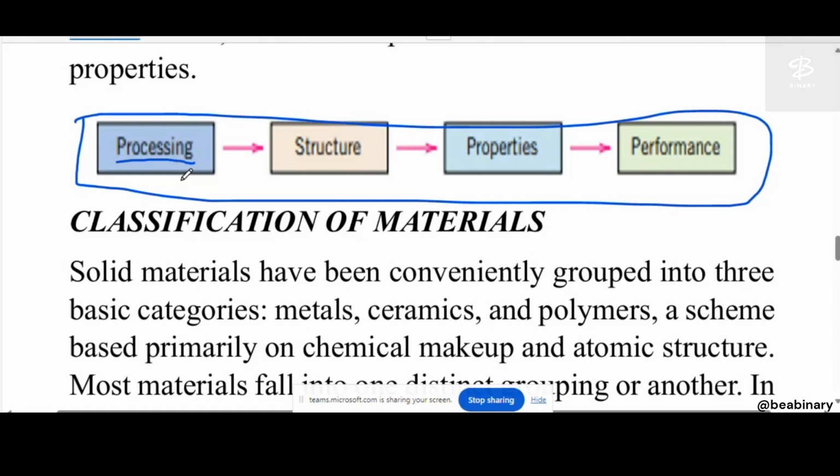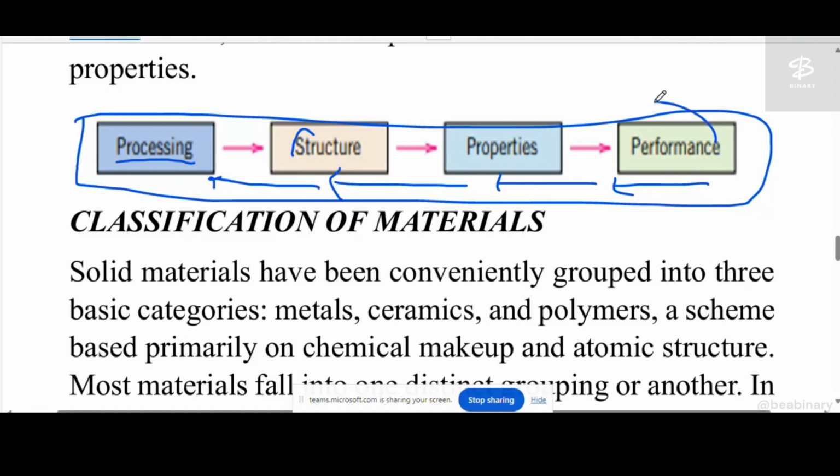So processing is the first part, where the mechanism of coming into existence is involved, then structure. Structure depends on how they have been made, either man-made or by nature. It doesn't matter. But the mechanism involved is the processing. So structure will depend on processing. Performance will depend on its properties, properties will depend on structure, and structure will depend on how they have been processed.